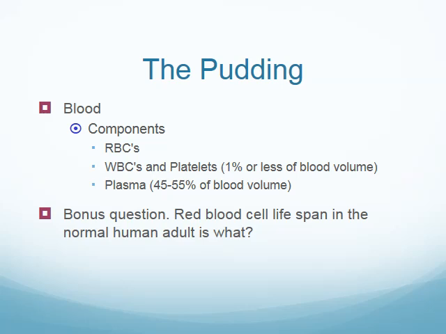Bonus question here. I'll just give you the answer to it. Red blood cell lifespan in the normal human adult is about 120 days. So every 120 days, the red blood cells die naturally through apoptosis and are regenerated.